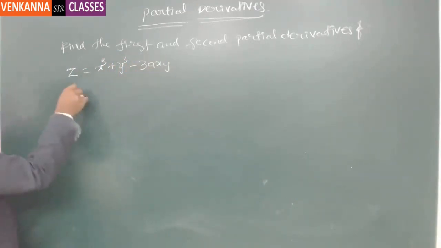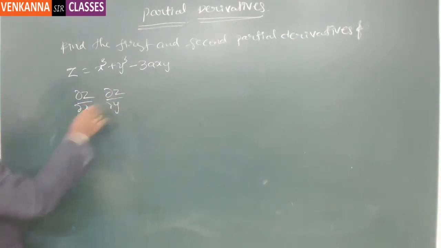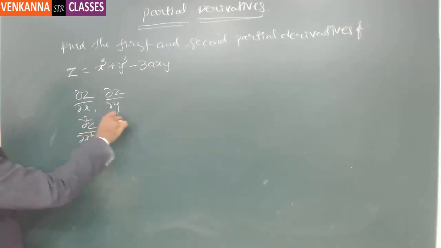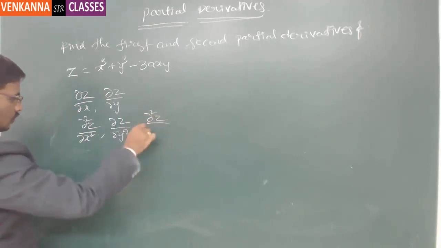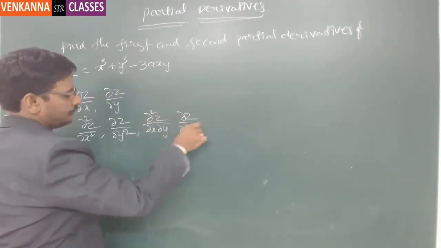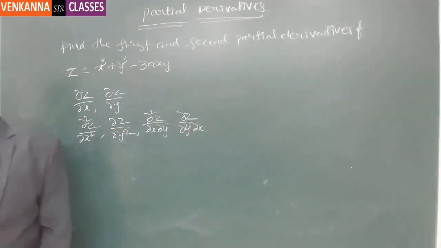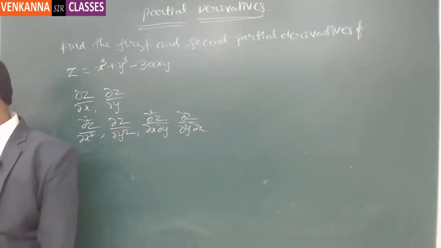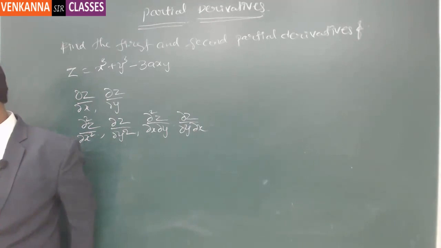Can you find out dou z by dou x, dou z by dou y, dou square z by dou x square, dou square z by dou y square, dou square z by dou x dou y, and dou square z by dou y dou x? Can you find out? These are straightforward and simpler, you might have done them in engineering. Can you solve it now?